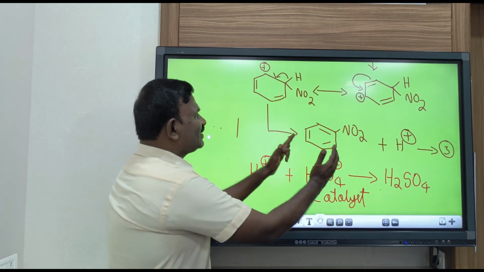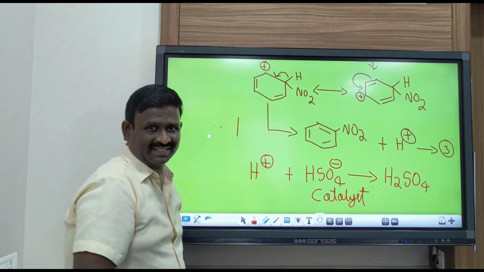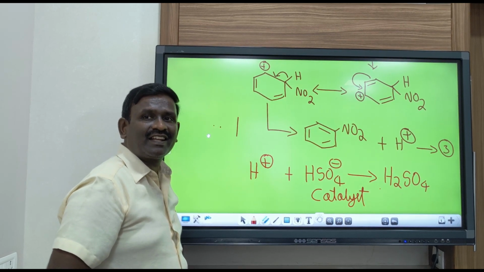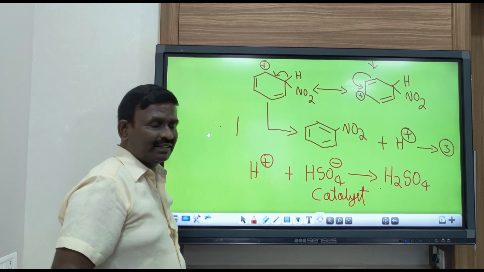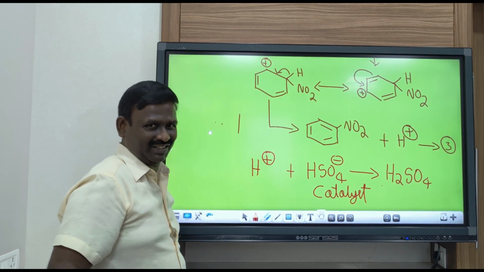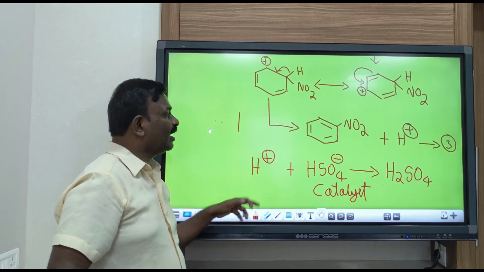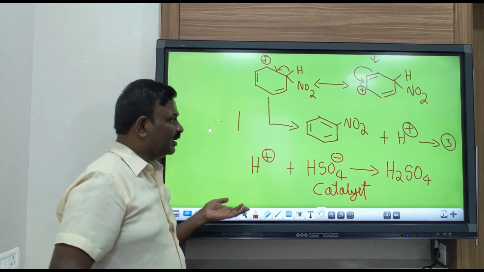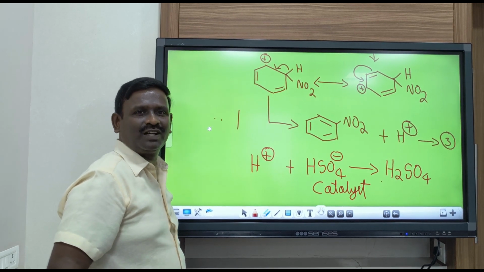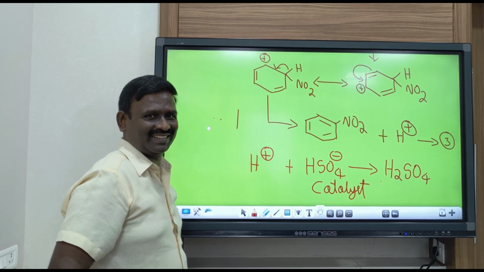The NO2 plus has replaced H plus to give nitrobenzene, and this is nitration of benzene. This is an excellent example of electrophilic substitution reaction. Likewise, many other electrophilic substitution reactions occur, and that will be the subject of discussion for the coming class. Thank you.